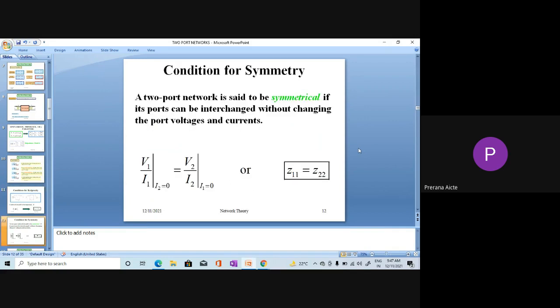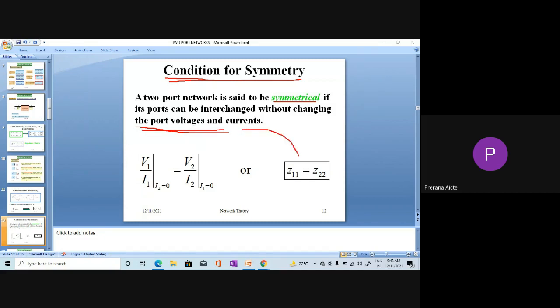And we have another condition, which is symmetry. From the examination point of view, we can't judge which type of question the examiner is going to ask. So we have to be thorough. A two-port network is said to be symmetrical if its ports can be interchanged without changing the port voltages and currents. That is the definition of symmetry.